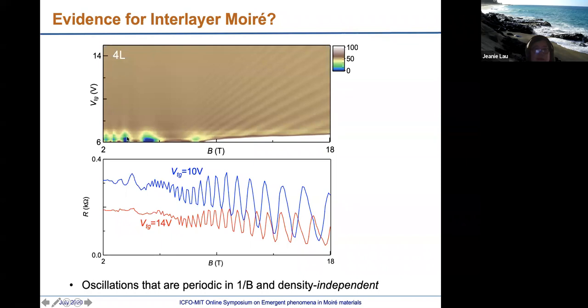Here we're just plotting line traces of resistance as a function of magnetic field at different top gate values. We see Shubnikov-de Haas oscillations, and on top of them, these oscillations are actually at even lower field, before the Shubnikov-de Haas oscillations start, and they are independent of density.